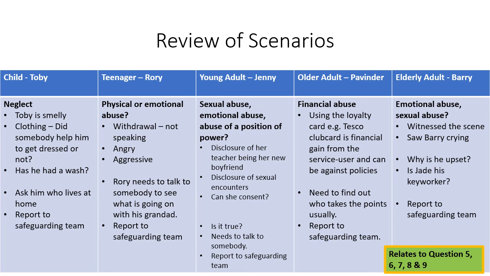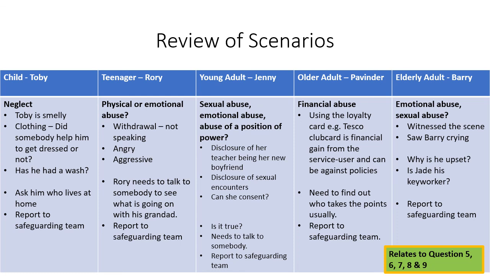The older adult, so Pavinda, so this is financial abuse, so using somebody else's loyalty card, for example a Tesco club card. It's financial gain from the service user and can be against the policies, and you need to find out who takes the points and who that carer usually is, and report it to the safeguarding team. And the elderly adult Barry, this could be emotional abuse or sexual abuse. You witnessed the scene, you saw Barry crying, why is he upset? Is Jade his key worker? And you need to report this to the safeguarding team also.